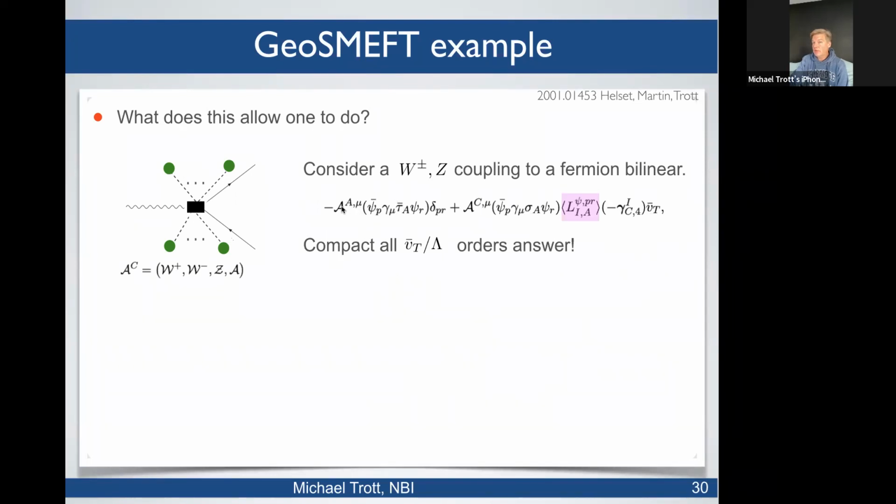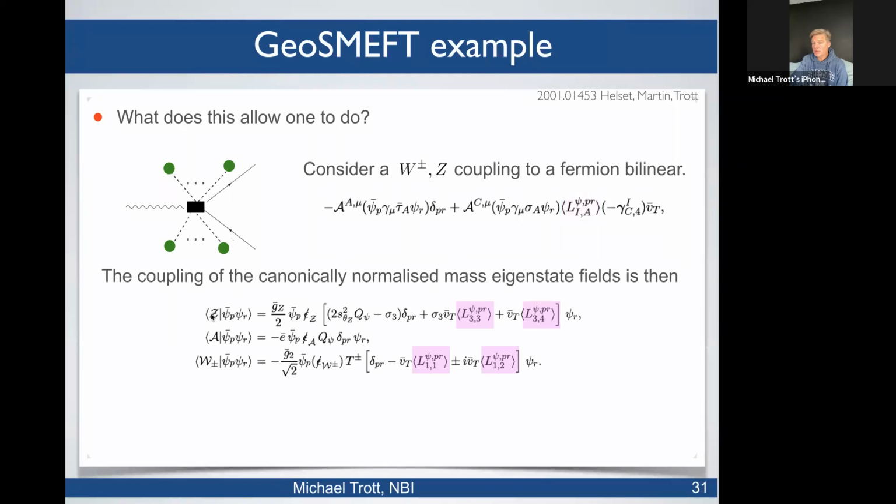This is the coupling of the vector fields to the fermion pairs, and then this is a field space connection expectation value added to that. And this has to do with the generators again for the well-defined canonically normalized external states. And this is an all orders v over Λ answer. If you expand it a little more, you start to see the Z, the photon, and the W couplings.